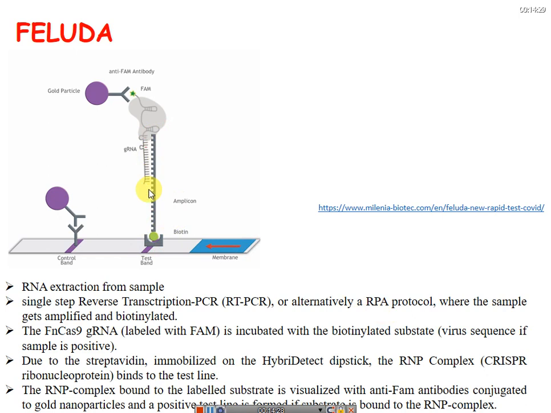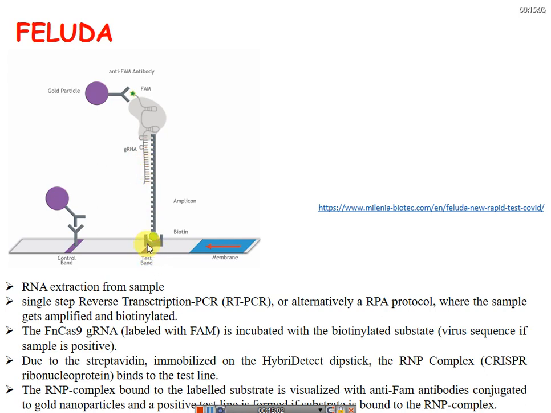So this darker one you are seeing is the biotinylated product. And now what happens, we provide the FN-Cas9 gRNA. Okay, this is the FN-Cas9 gRNA that is labeled with a FAM group. Okay, so this FN-Cas9 gRNA shows complementarity with the amplified product, and then they anneal with each other. Okay.